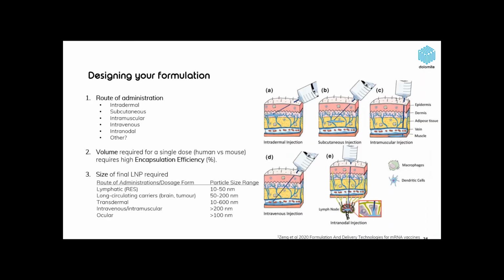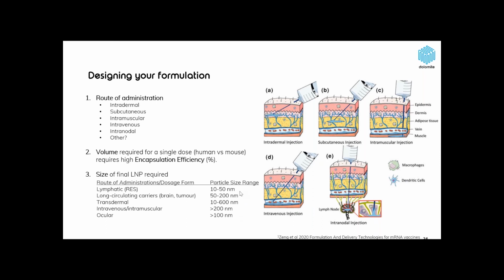But when you're designing your formulation, it's important to consider the route of administration as well. So where you want to deliver your final vaccine. This is important because the volume that's required in various different areas of the body varies. And if that varies, you also have a high reliance on encapsulation efficiency and on the actual dose that you're able to reliably deliver to the site. So that needs to be considered very carefully. And again, the size correlates in with all of the above things that I've just spoken about. So depending on the route of administration, the particle size is very important as well.